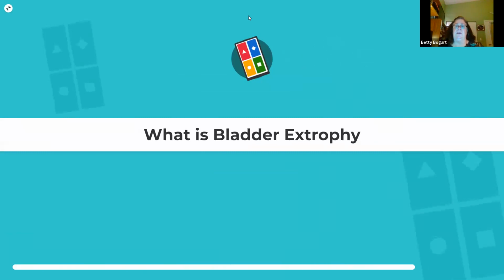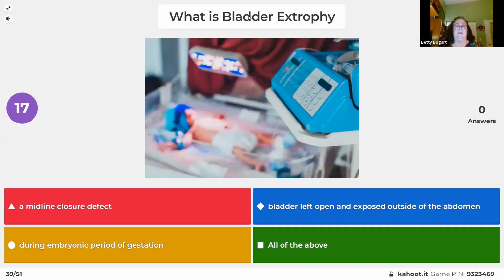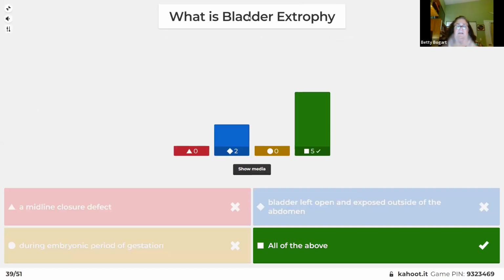What is bladder exstrophy? It's like a gastroschisis, but it's the bladder. So it's the midline closure. The bladder is left open. And the thing is, the bladder's still working. It's still holding urine. It's still urinating normally. So you put a diaper on them and you keep that area sterile until they can do surgery to get it put back inside of the child. So there's no problem. It's just the bladder's in the wrong place.